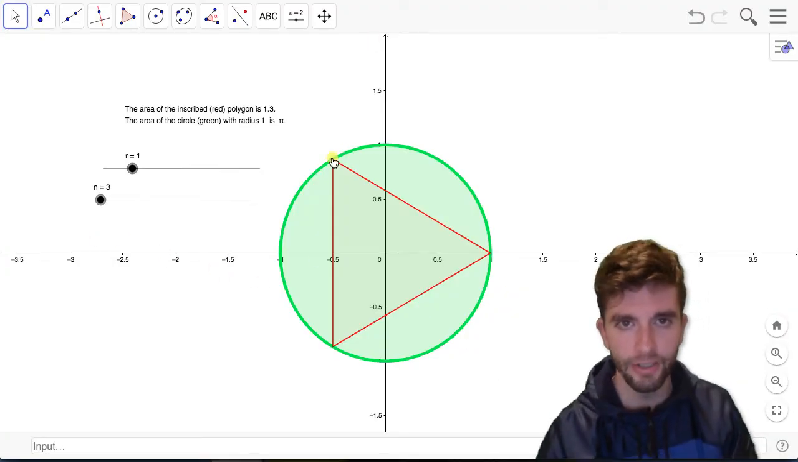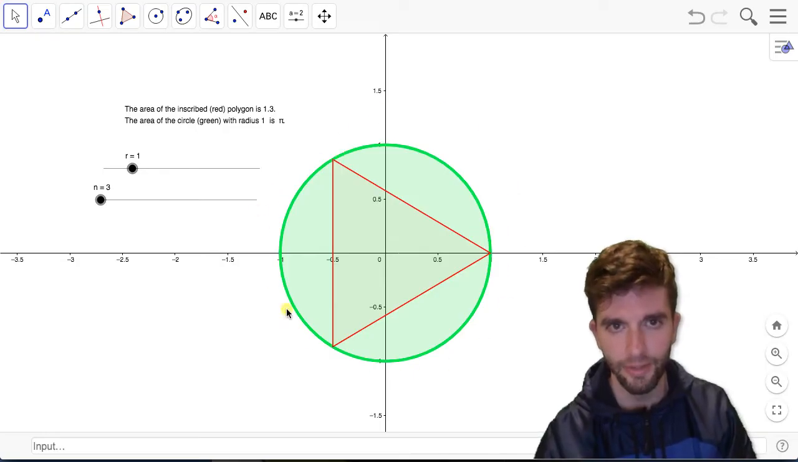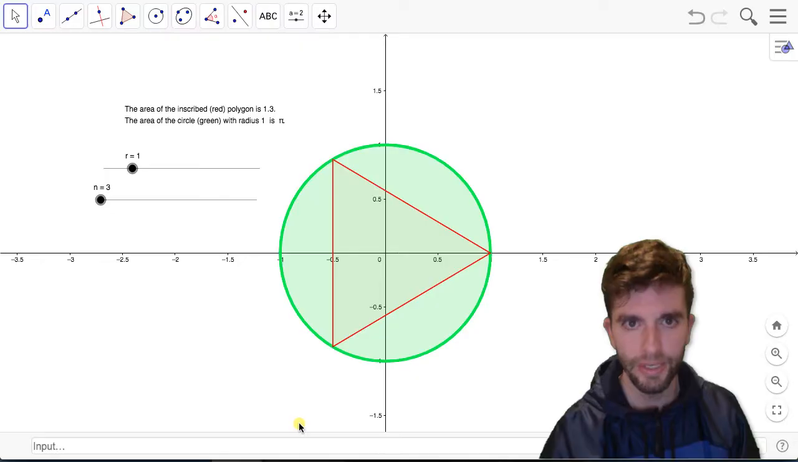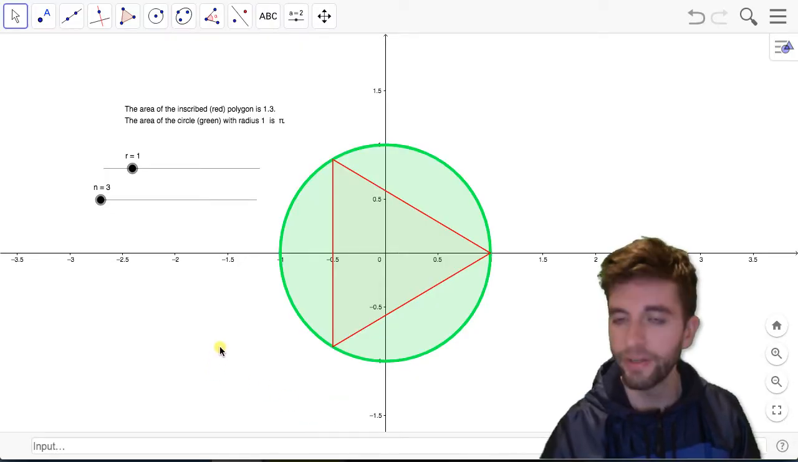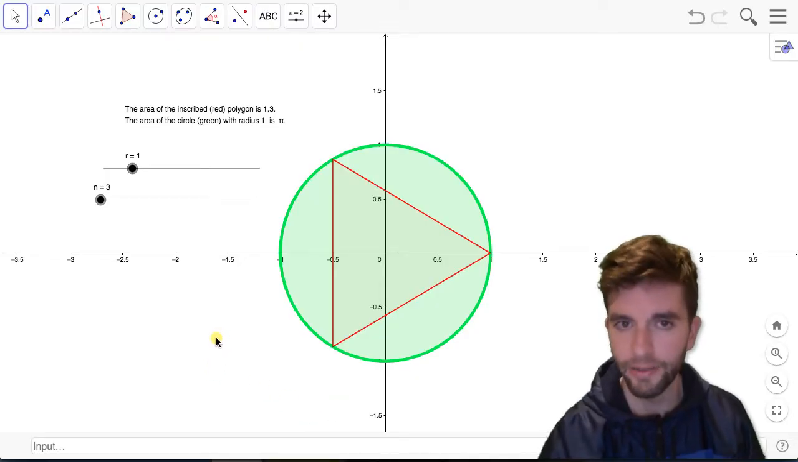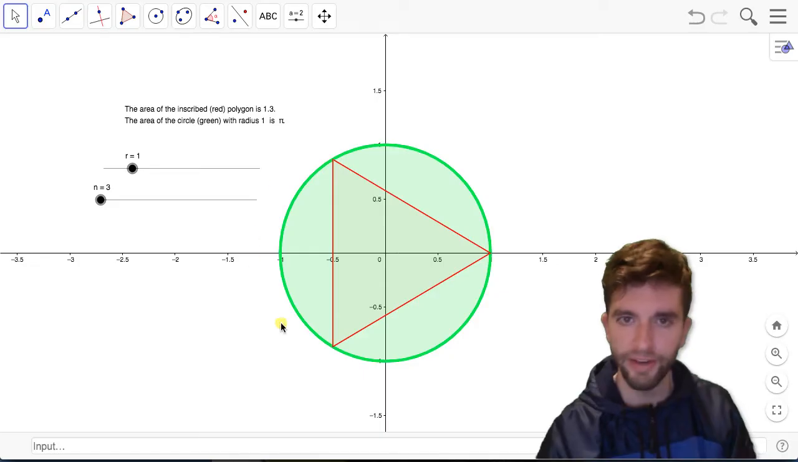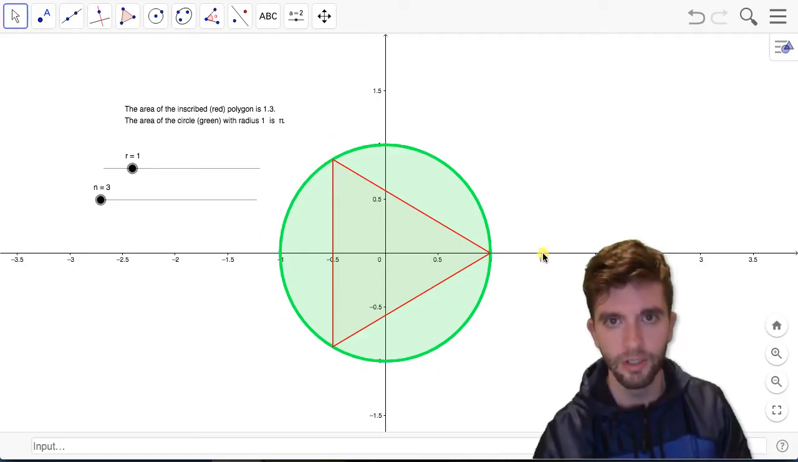So what I have here is a circle. And this circle, I've made its radius be 1. So a circle with radius 1, well, we know its area would just be pi, right? Because we know the formula for the area of a circle is pi times the radius squared. So pi times 1 squared is just pi. So the area of this green circle is just pi.